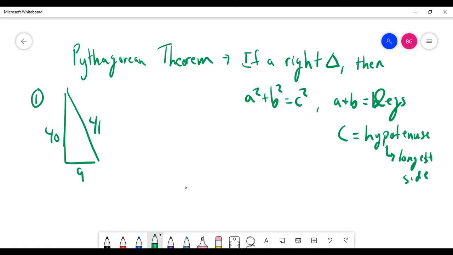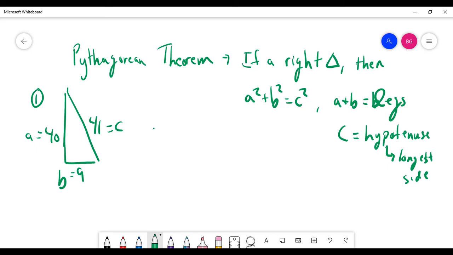So we need to figure out, is this a right triangle? Because right now I don't know. It may look like one, but it doesn't matter if it looks like one. We got to find out for sure. And if it's for sure a right triangle, then this will work. So we need to plug these numbers in for a, b, and c. So going around here, I'm going to call 40 a, and I'm going to call 9 b, and I'm going to call 41 c since it's my longest side of my triangle. So we're going to use a squared plus b squared equals c squared.